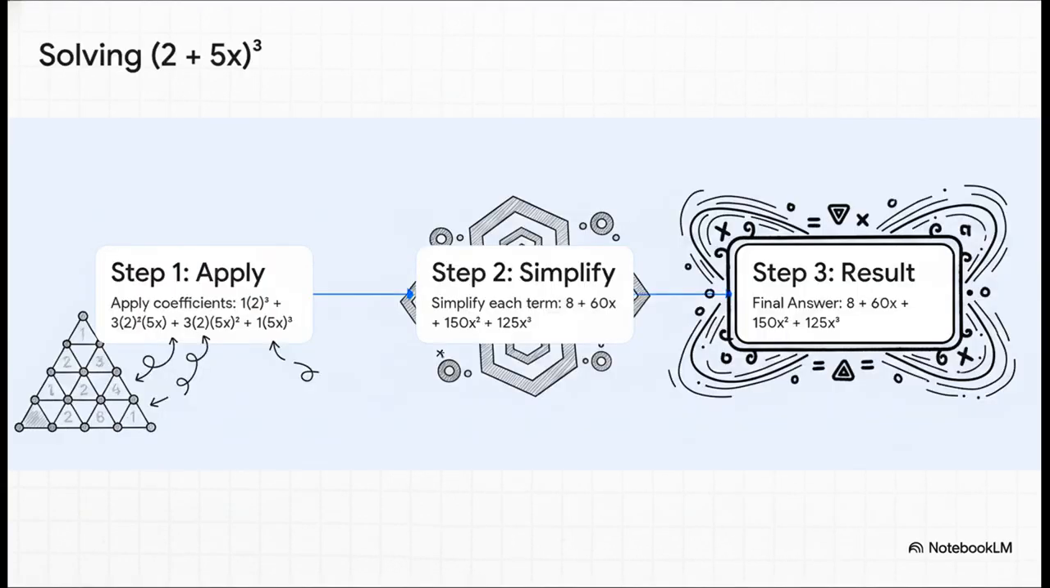And here's how it all comes together. We just lay out our coefficients. 1, 3, 3, 1. Then we do the power dance. The first term, the 2, goes power 3, 2, 1, then 0. The second term, the 5x, goes power 0, 1, 2, then 3. After that, it's just careful math to clean it all up, and we get our final expanded answer.